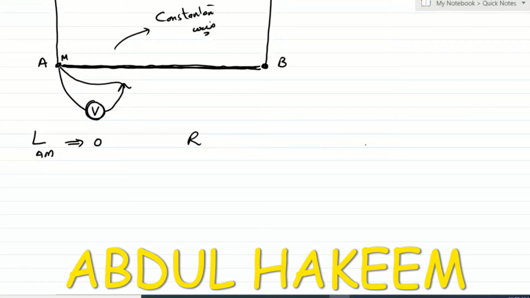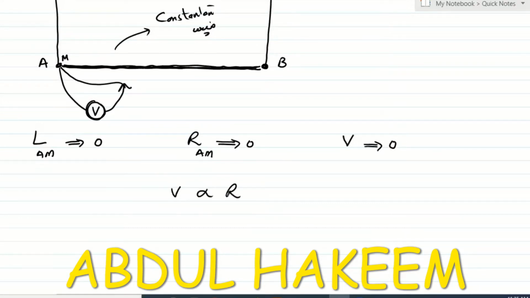Now suppose with terminal A, a voltmeter is connected, and this is the movable end M. When the M end is placed at A, then the length between A and M is 0. So the resistance between A and M will be 0. So the voltmeter reading for A and M will be 0, because the voltage is directly proportional to resistance, we have done in the previous topic.